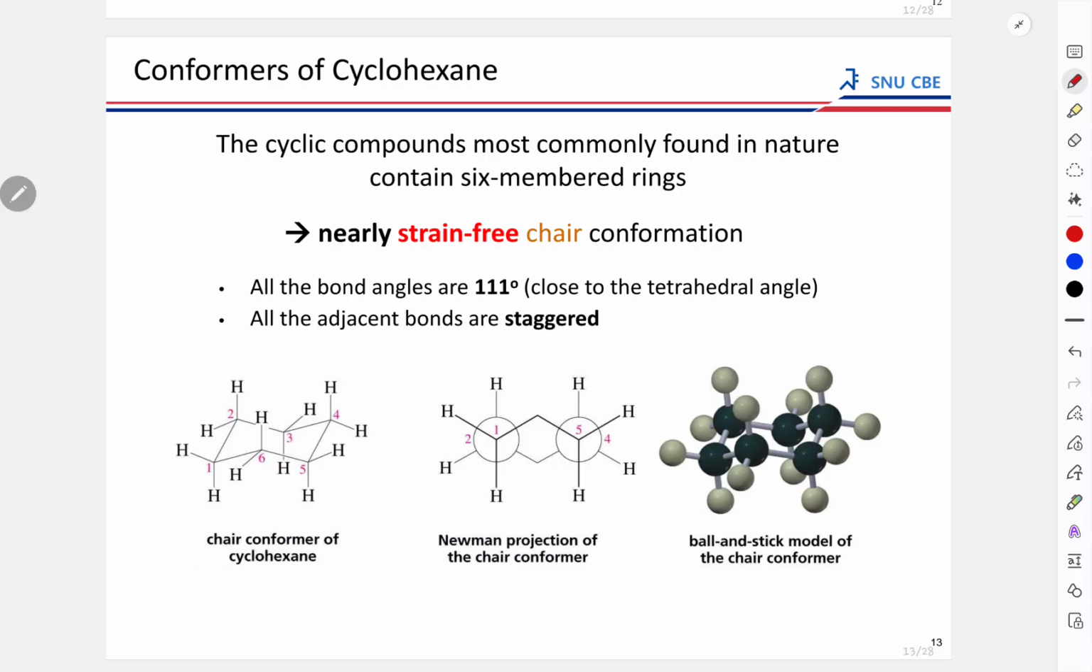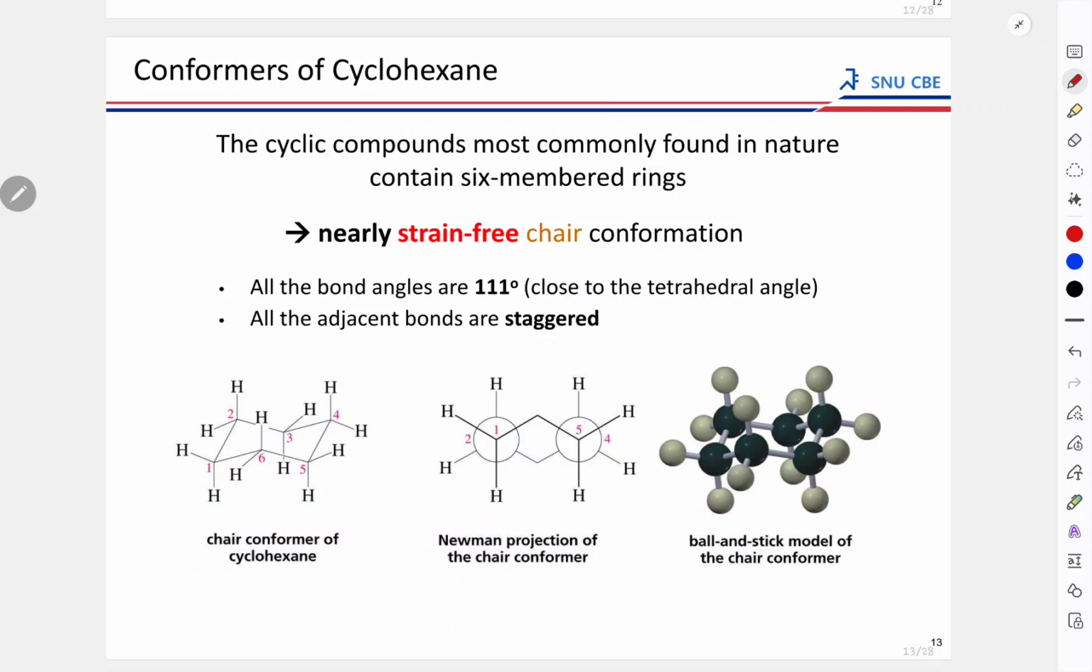Alright, so perhaps it's better to know how to draw the chair conformer, right? And there's a goal, okay? And this is how you can visualize the cyclohexane as well. Okay? So let's practice. To draw the cyclohexane in its chair conformer, you need to follow the directions.